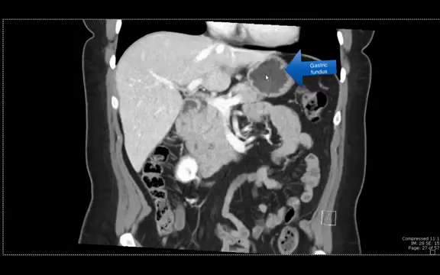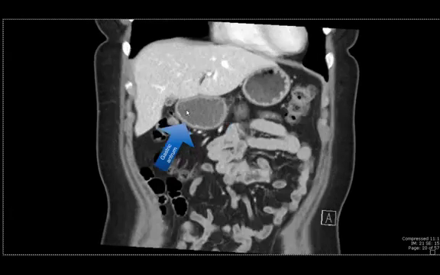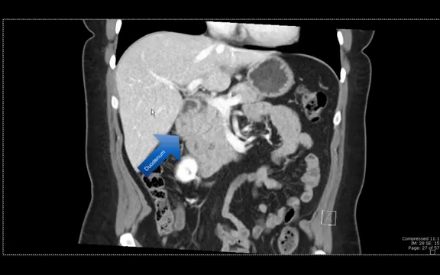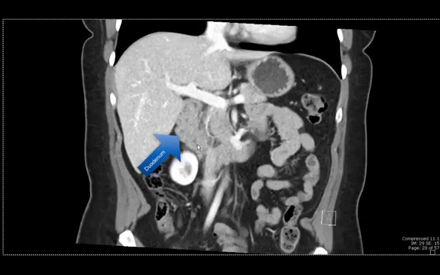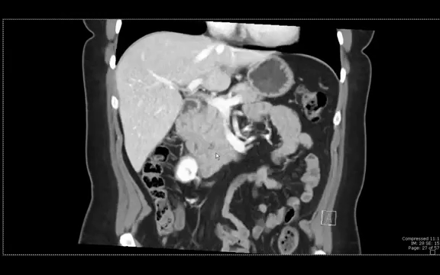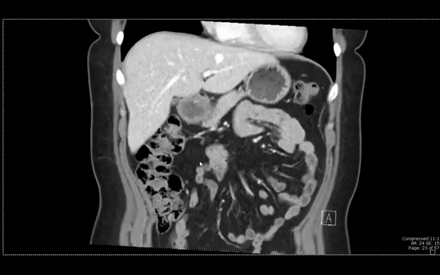As we scroll more anteriorly, you're going to get to the gastric body over here, the gastric antrum over here, gastric pylorus, and that meets up with the duodenum, which runs downwards and goes across the midline over here to form the jejunum, starting just as it crosses the midline. We can also see some of the large bowel in this image.